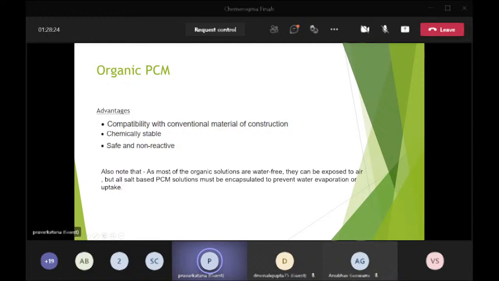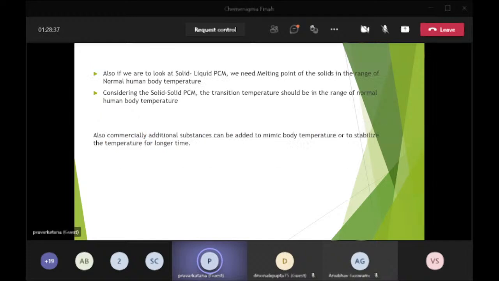Yeah, and also it is water-free. Whereas in the case of salt-like PCMs, they must be protected from water by encapsulating them. So it's more cost-effective, I suppose.